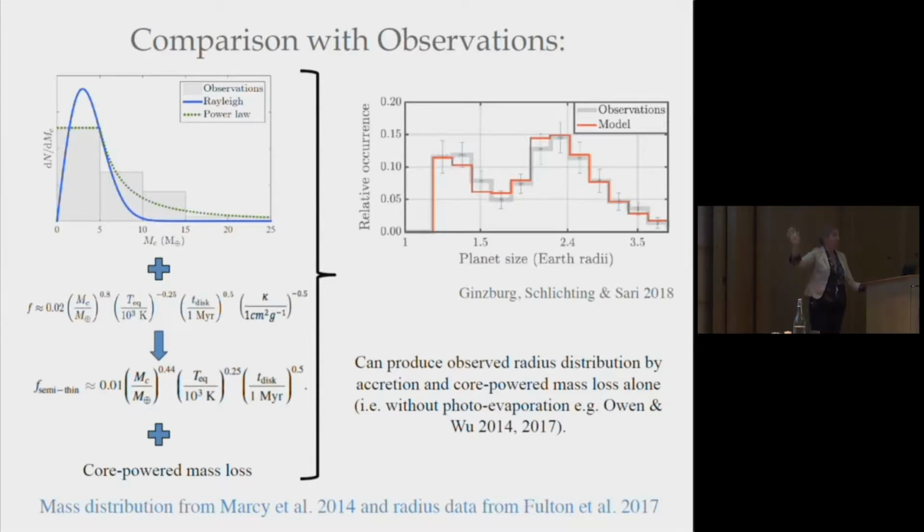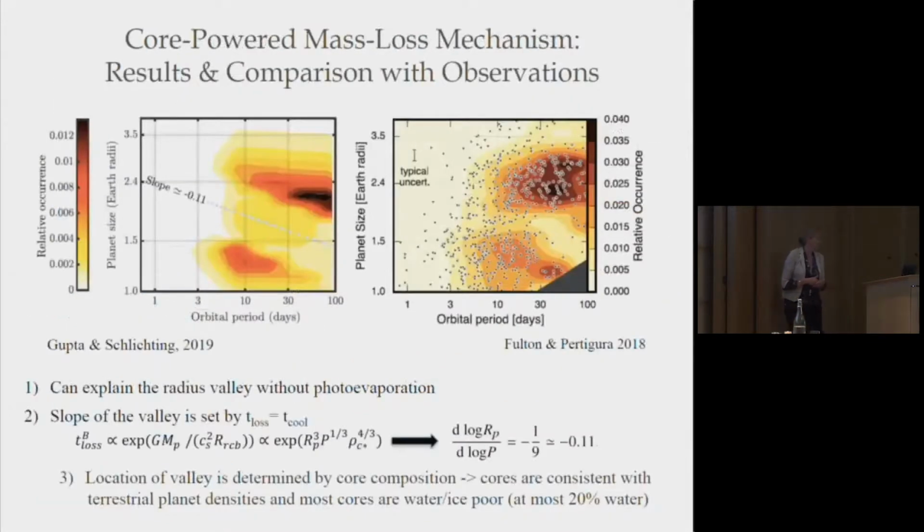And this was just the first cut. My current grad student has done a more detailed comparison. So we not only have histograms, right? We now also have a two-dimensional distribution of orbital period and size distribution. These are the observations you see up here.